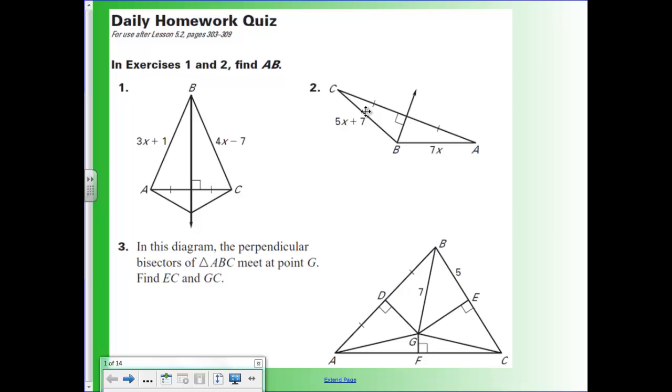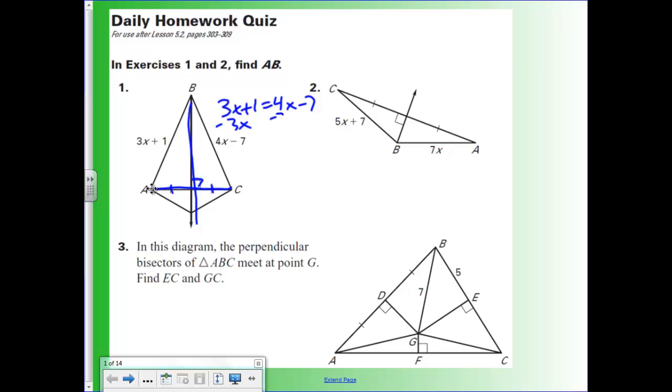Number 1. This is called a what? What's that blue line? What's this line? PB? Your perpendicular bisector, right? So if those parts are equal, those parts are equal, and those parts are equal. So we have 3x plus 1 equals 4x minus 7.